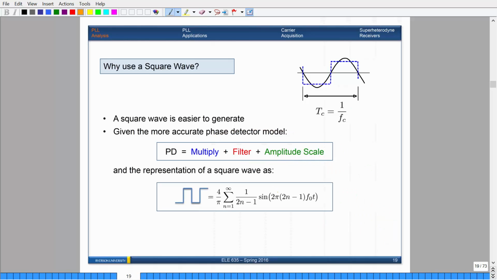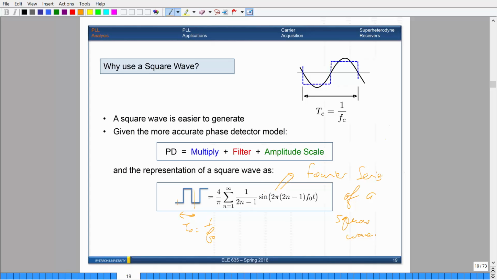This is just the Fourier series representation. I won't prove this for you, but this is the Fourier series of a square wave, as I talked about. This would be the frequency of the square wave. So between here and here, this is defined as T naught, which is just 1 over F naught, okay?